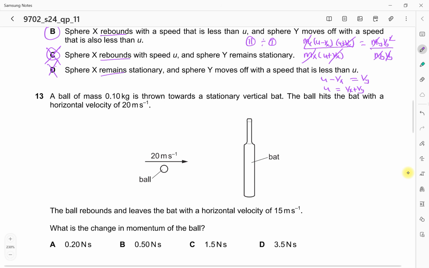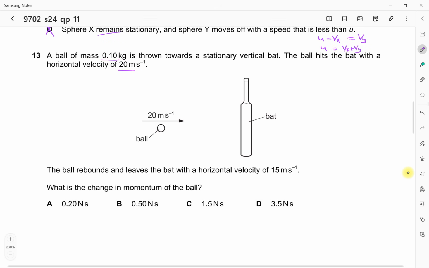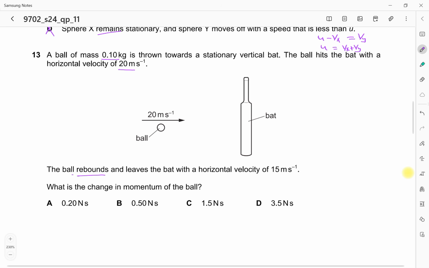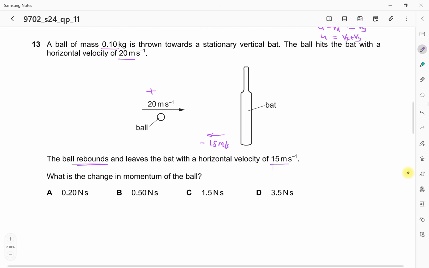A ball of mass 0.1 kilogram is thrown towards a stationary vertical bat. The ball hits the bat with a horizontal velocity of 20 meters per second. So the initial velocity towards the bat is 20 meters per second. Then the ball rebounds. So velocity to the right is positive. If it rebounds with a velocity of 15 meters per second, this is going to be negative.